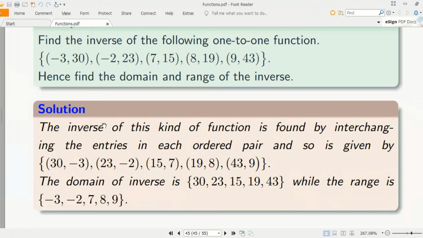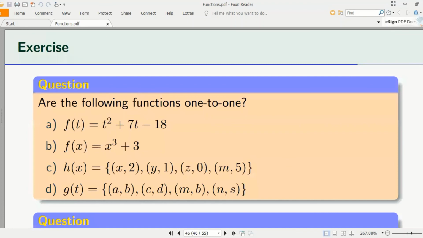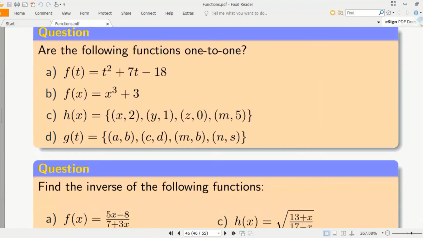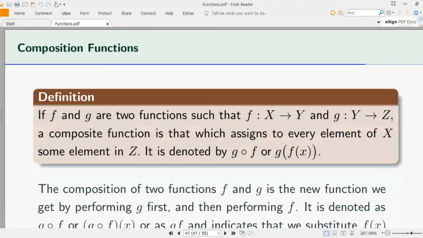So somebody might ask you to find the inverse. You can find the domain of the inverse and the range of the inverse. I'm showing you how to do that. You can attempt these questions. Are the following functions 1 to 1? Okay, those are the questions. There's another question here.